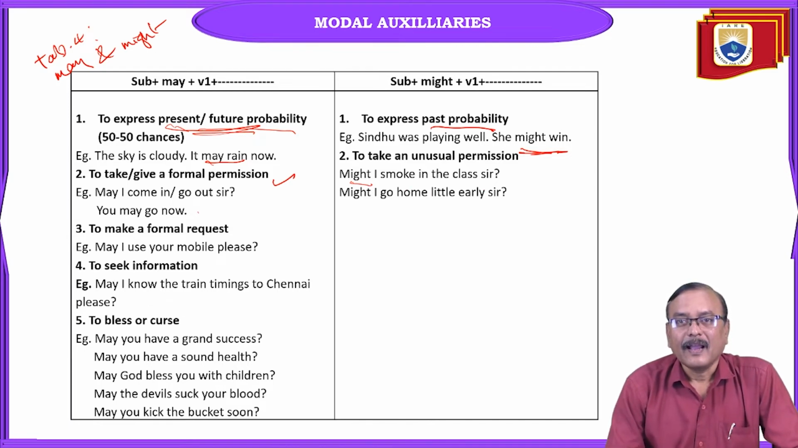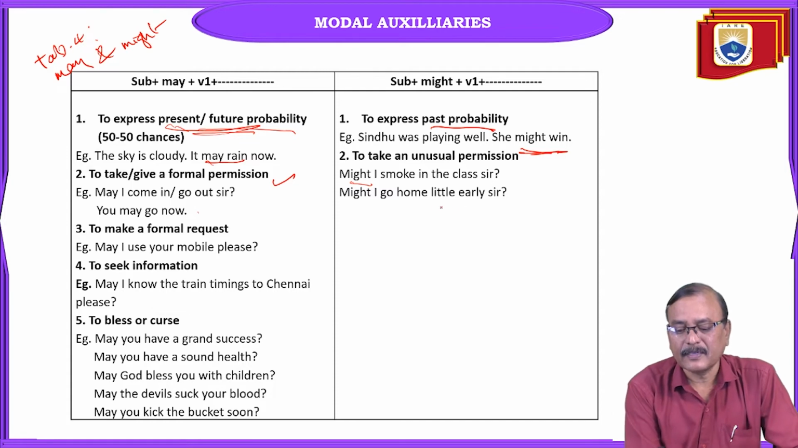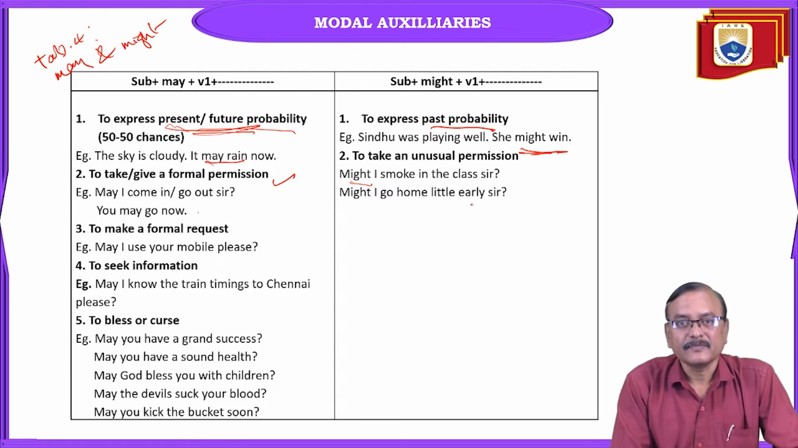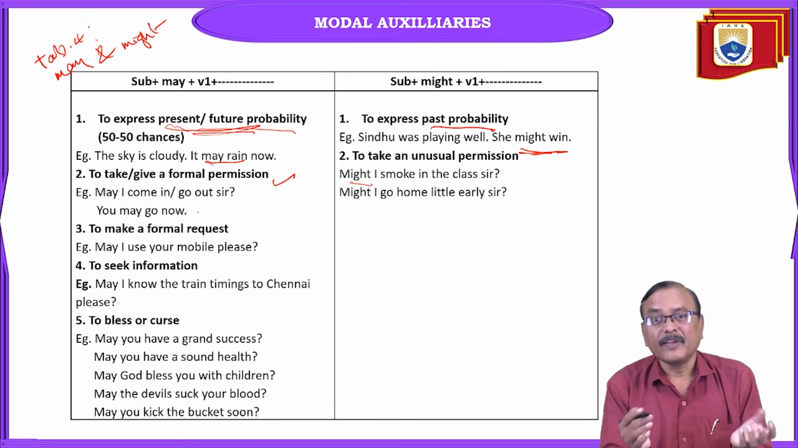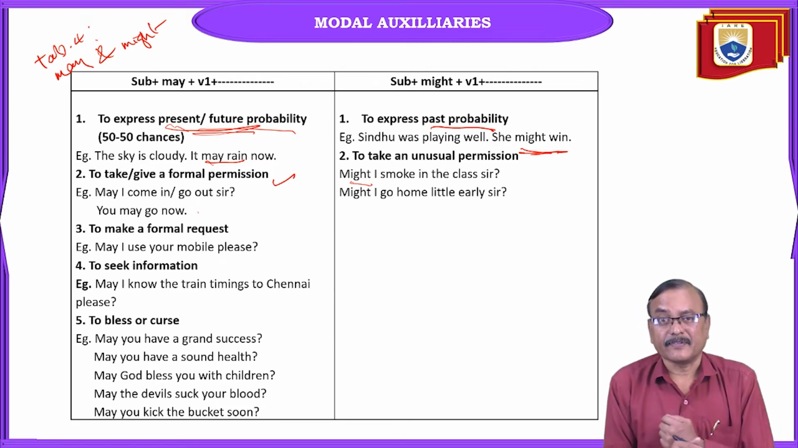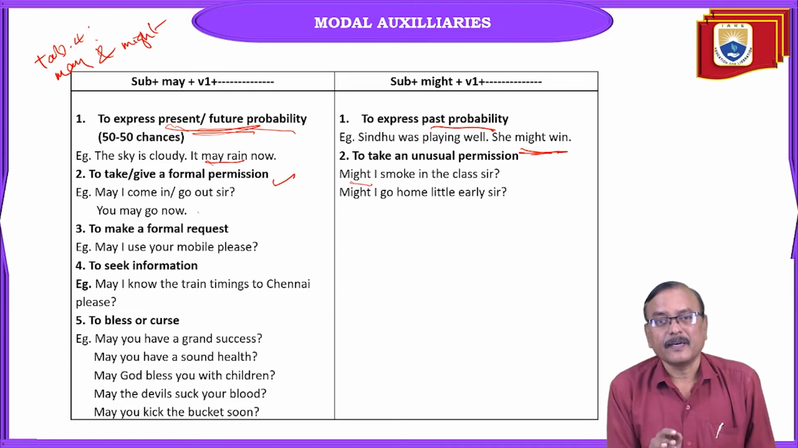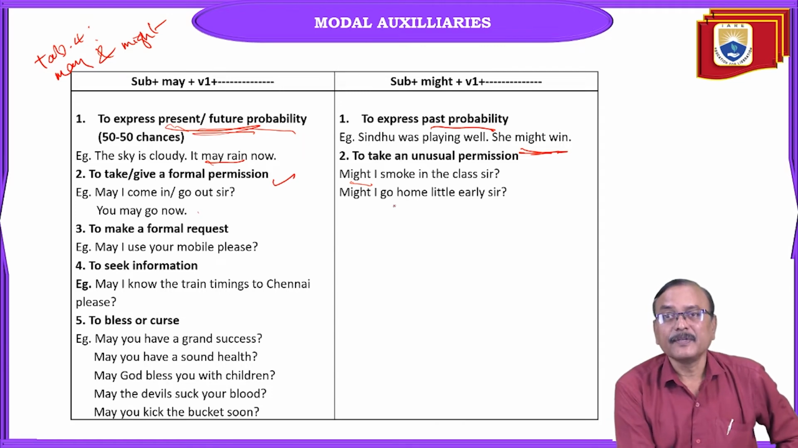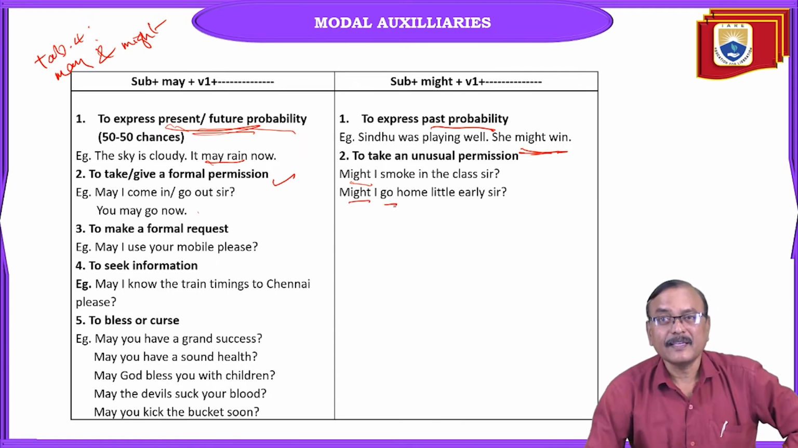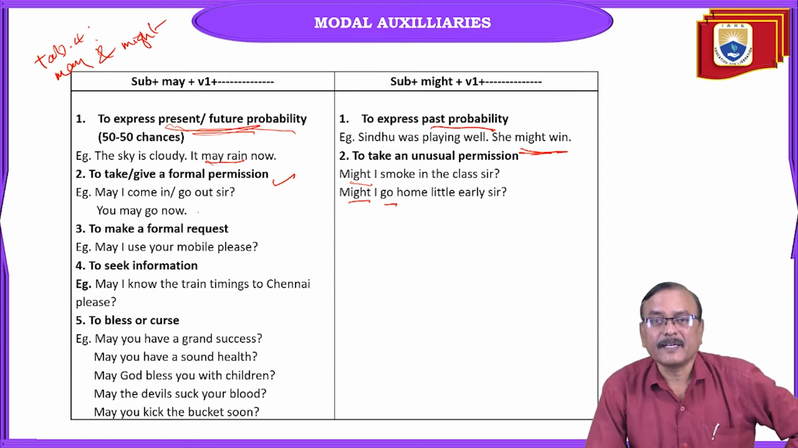right? And generally we should not ask here to go home early, especially in the banks or in offices where we expect the customers in the 11th hour, right? There we should not ask for permission to go early. But if you feel it is very essential, you can use here, might I go. Instead of may I go, you can say, might I go home a little early, sir?